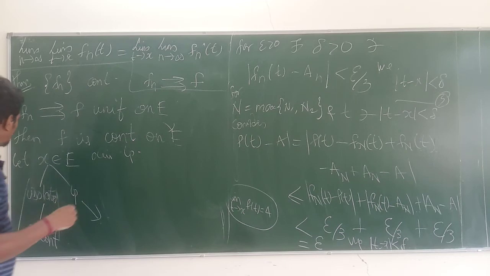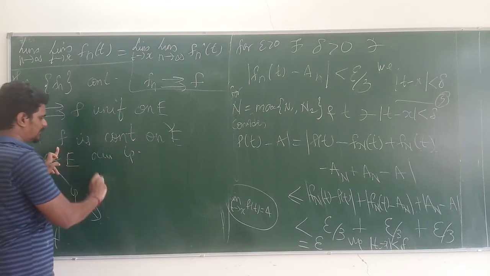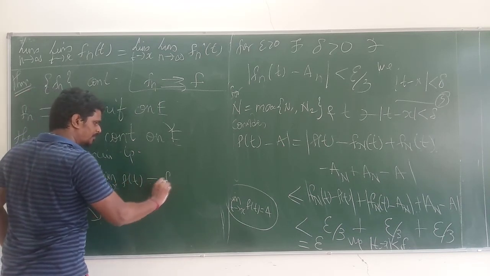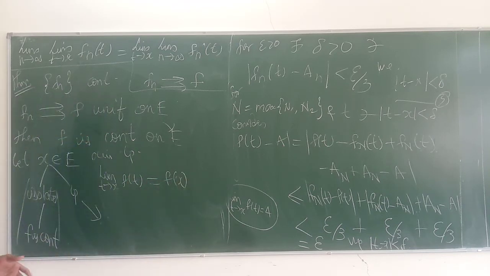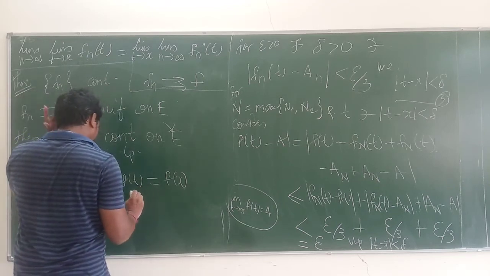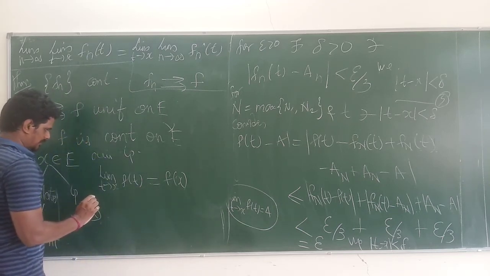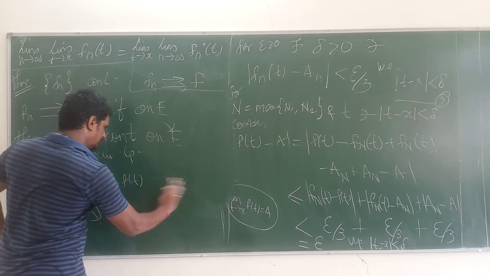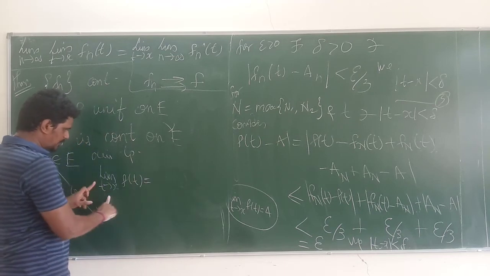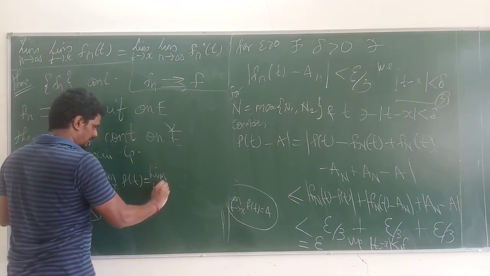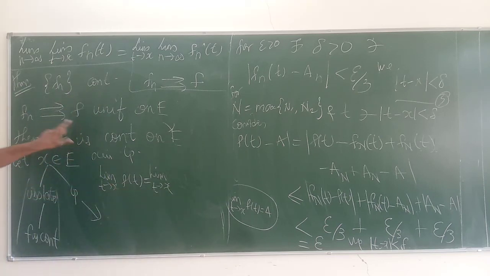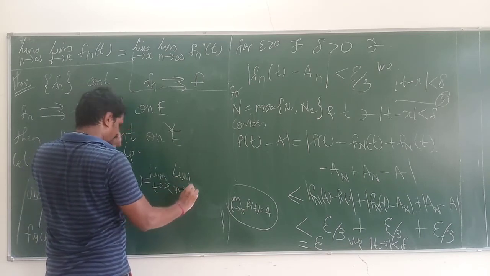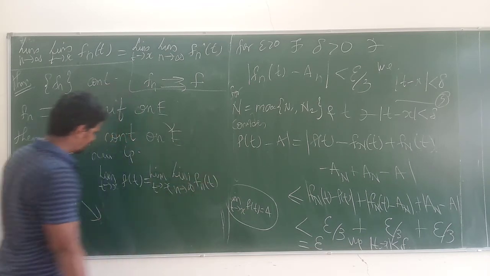What we have to do? We have to show that f is continuous on E. That means the limit as t goes to x of f of t is equal to f of x. Correct? That is what I have to prove. So how to prove that? Expand this: the limit as t goes to x of f of t. What is f of t? f of t is the limit of f_n of t as n goes to infinity. I can write it like this.